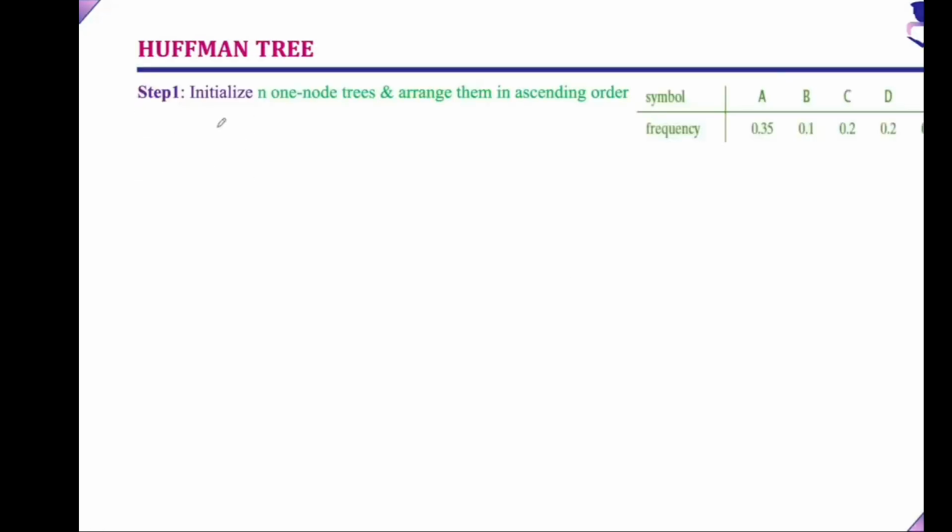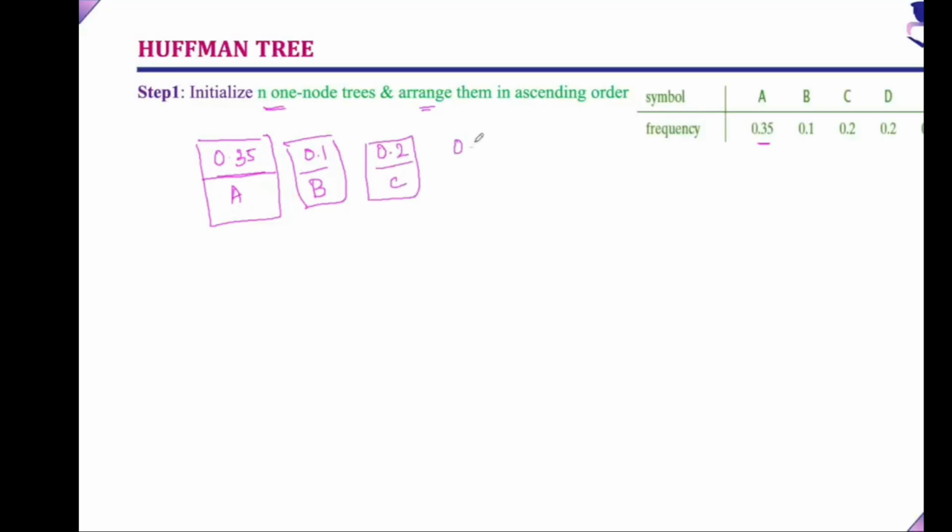So first step, initialize n one-node trees. After initializing, arrange the n one-node trees in ascending order. So first, these symbols along with their frequency, we have to create like n one-node trees. Here node A, it is 0.35. So this is one node tree. Similarly, B it is 0.1 and C it is 0.2. Similarly, D also 0.2 and underscore it is 0.15. So we have created n one-node trees.